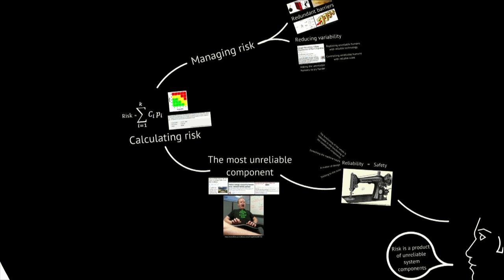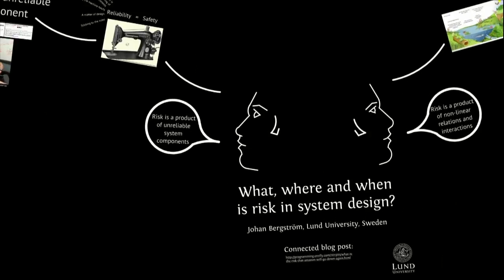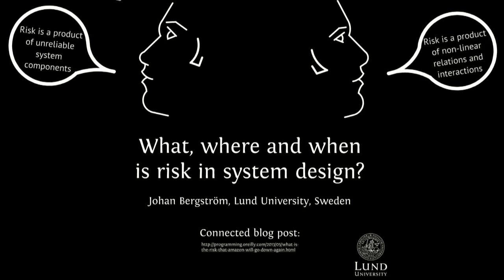So let's look at the second idea then here. The idea that we can construct risk not as your unreliability, but instead as a product of non-linear interactions and relations, essentially risk as a product of system complexity. To do so, we need a completely different set of metaphors. The machine metaphor doesn't really work here.